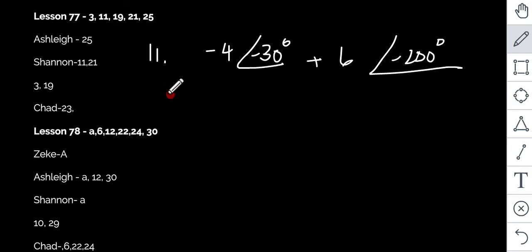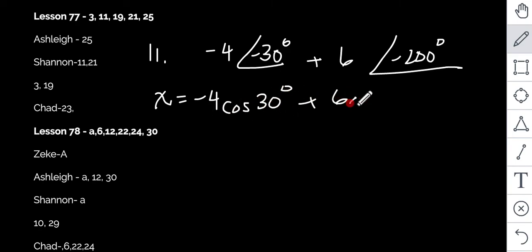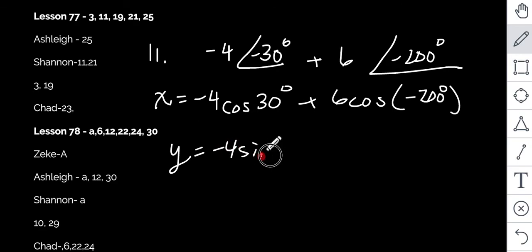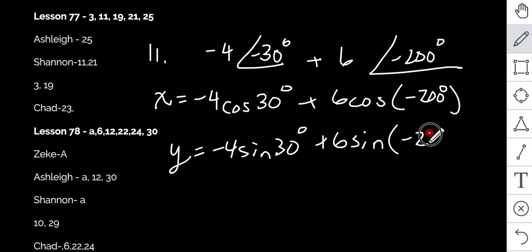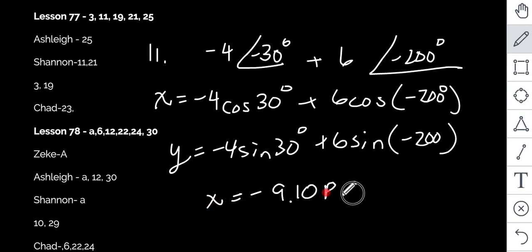Here we go. So for the x, we're going to do negative 4 cosine of 30 degrees, remember, x goes with cosine, plus 6 cosine of negative 200 degrees. And then y is going to be negative 4 sine of 30 degrees plus 6 sine of negative 200 degrees. I just go the whole way across in my calculator and I get the answer x equals negative 9.10. If you put all the y's in your calculator, you get 4.05. Man, I did that one fast.